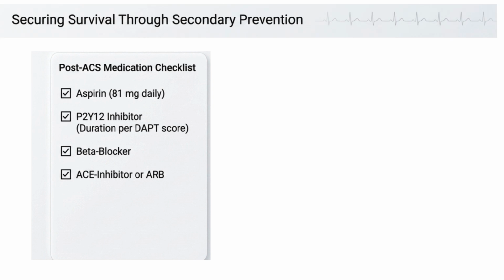Our job isn't finished when the acute clot is resolved. Long-term survival depends on aggressive secondary prevention to prevent major adverse cardiovascular events. All post-ACS patients should be optimized on 5 core classes of drug before discharge. The first one is aspirin, 81 mg daily. Second, P2Y12 inhibitors. Duration tailored by bleeding and ischemic risk, typically 12 months.